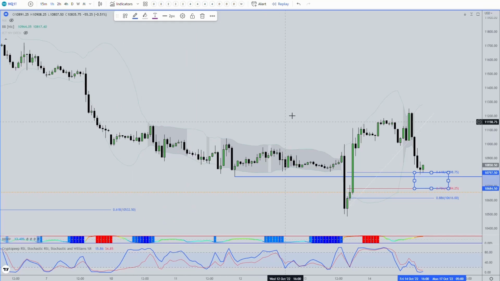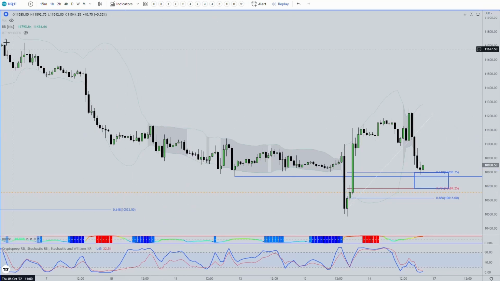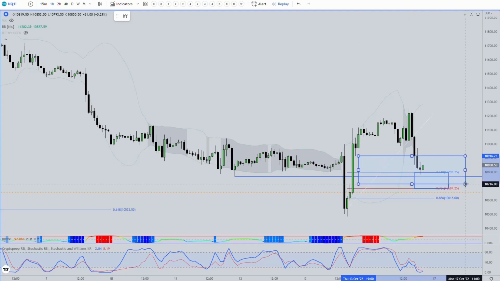For his typical entry setup, ICT also requires a fair value gap. As you can see here, we did indeed have a fair value gap lining up also with my target box.